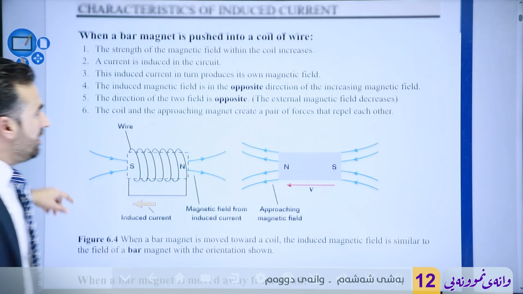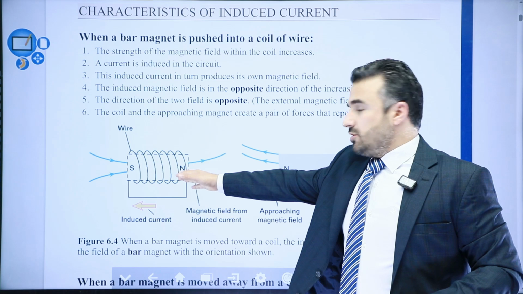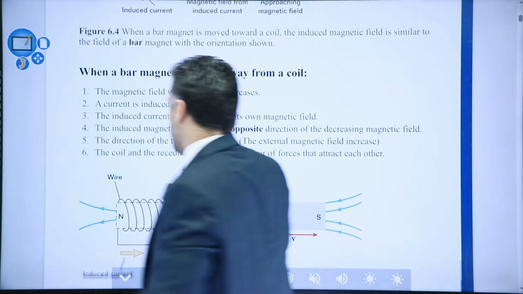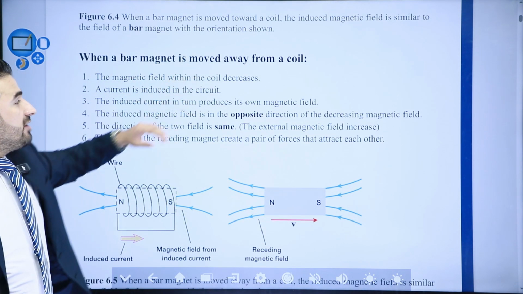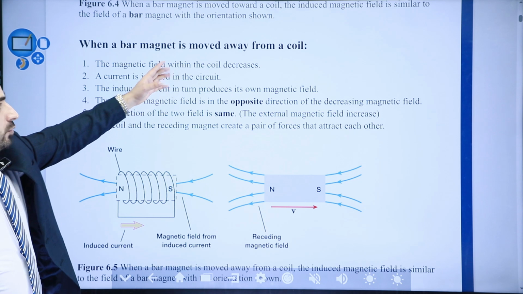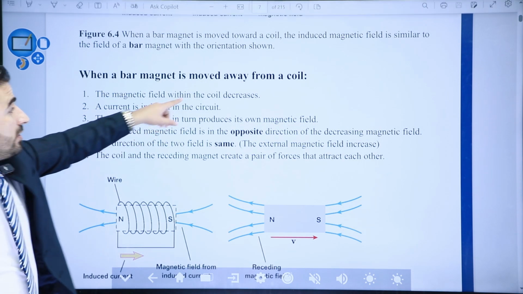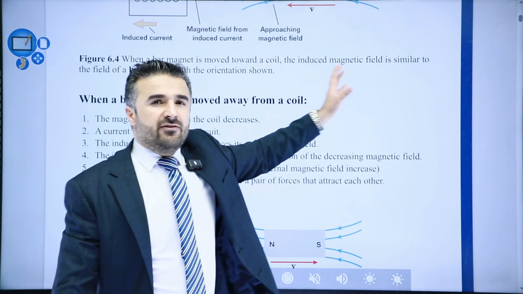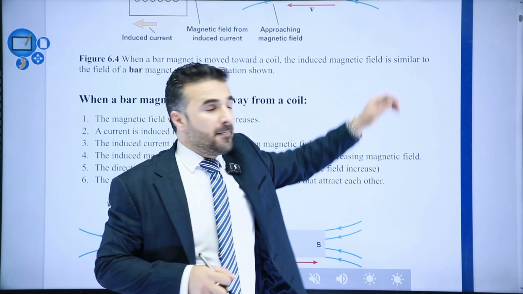So that was basically in detail what happens when the magnet is brought closer to a coil, and then what happens when the magnet is moved away from the coil. So that'll be for the second case. When a bar magnet is moved away from a coil, the magnetic field within the coil decreases, we said. But remember, that is within the coil. Don't forget, yeah? The reason why is because these magnetic field lines are pulled away, let's say.